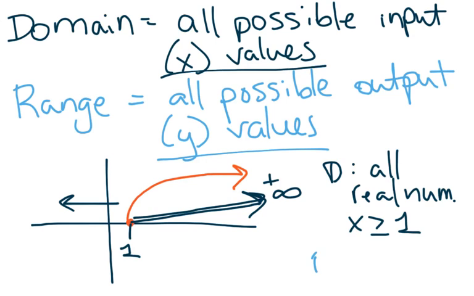The range, on the other hand, you can see is always going to be in the positive y-axis. There are no values of this function that will occur when y is negative. So the range is all real numbers in which y is greater than or equal to 0.